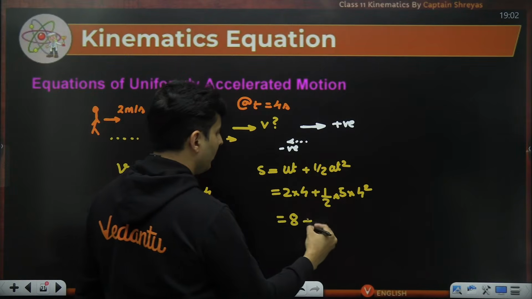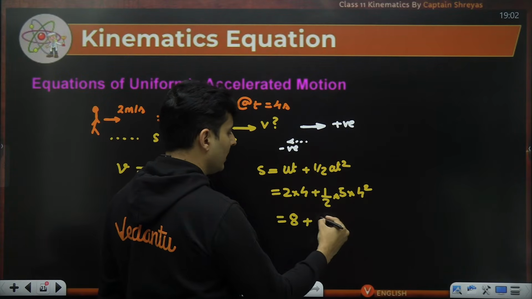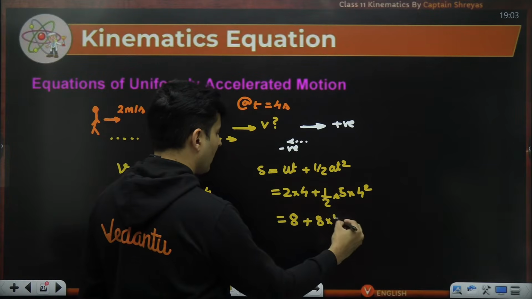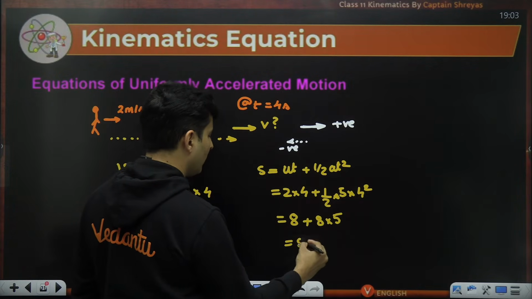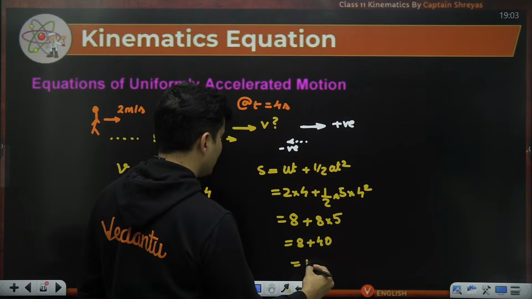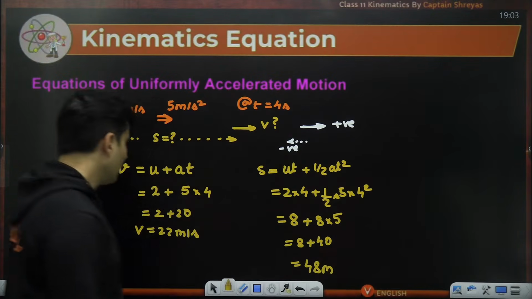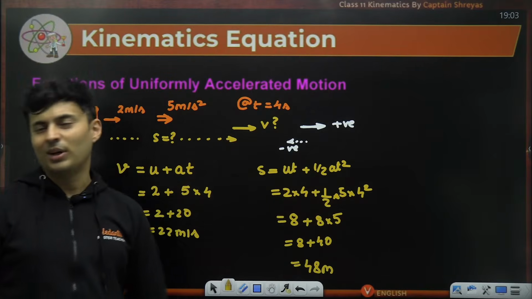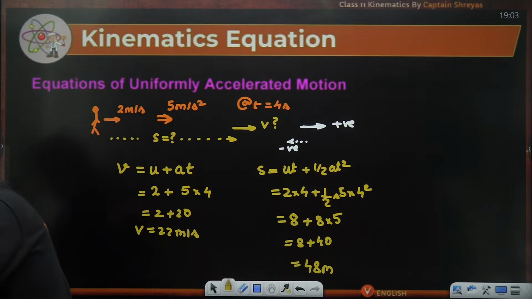2 4s are 8, plus 4 square is 16, 16 by 2 is 8, 8 into 5, that's going to be 40. So 8 plus 40, which is 48 meters. So final speed is 22, and how much I have moved is 48. That's it. Is this clear, everyone?